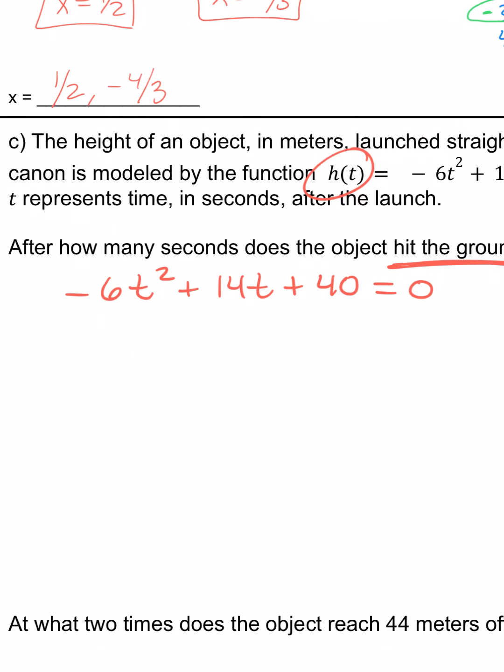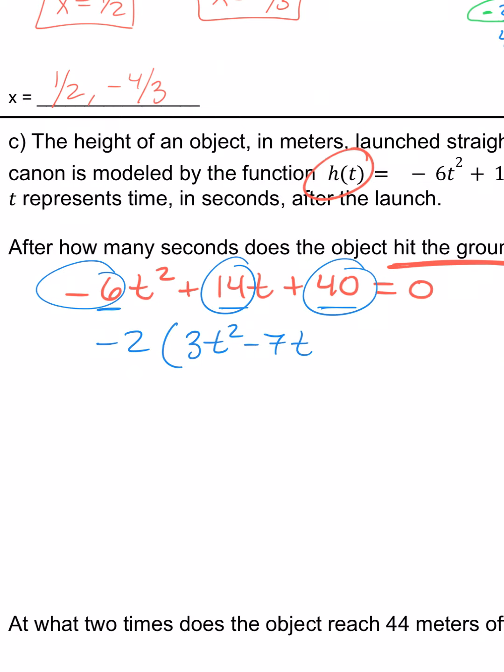Now, before we start solving, I'm actually going to factor something out. Let's factor out the GCF, because I think it's going to make our factoring using the area model a little easier. I'm noticing that we can divide all of these by 2. I'm going to factor out a negative 2. Here's why. Negative 6 divided by negative 2 is 3. We have 3t squared. 14 divided by negative 2 is negative 7t. And 40 divided by negative 2 is negative 20.